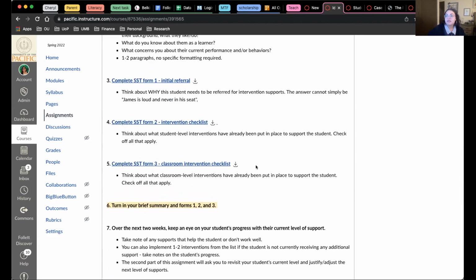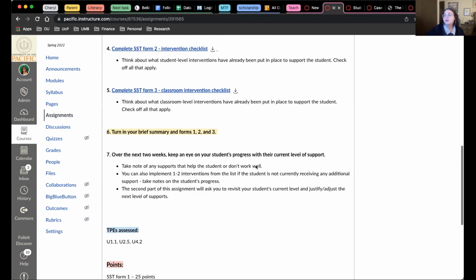If you do them, you're going to get all 25 points. I have no way to tell you if you're right or wrong. More so, I want you to think about this individual student, what's been put in place, what's about them that needs to be addressed. That's essentially what gets turned in for part 1.